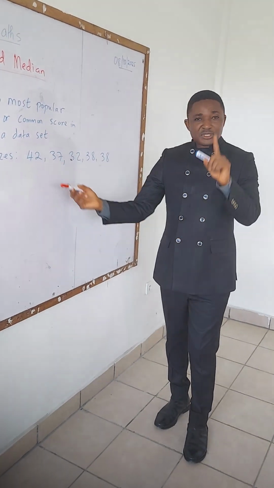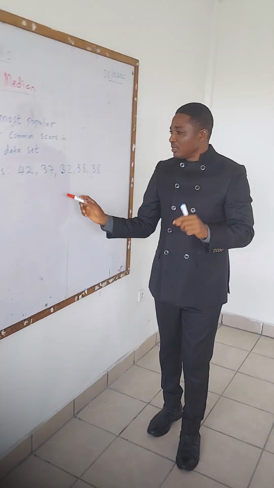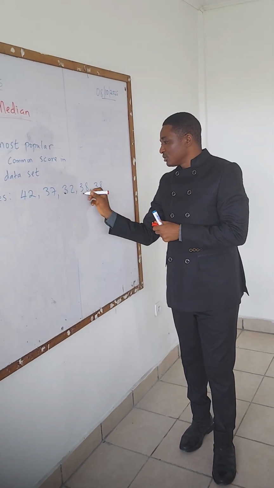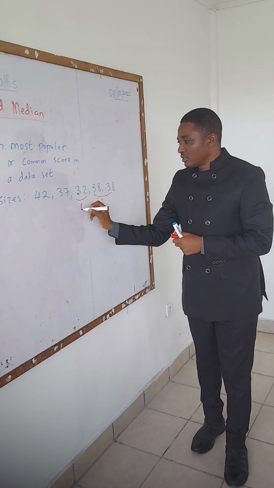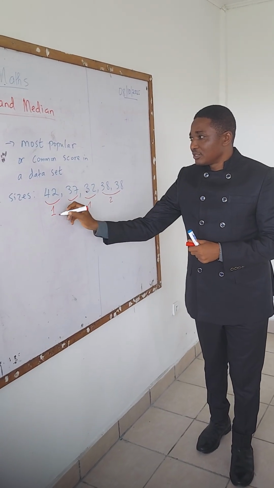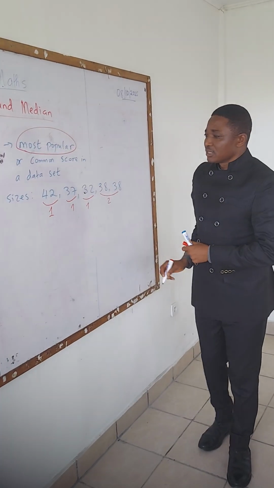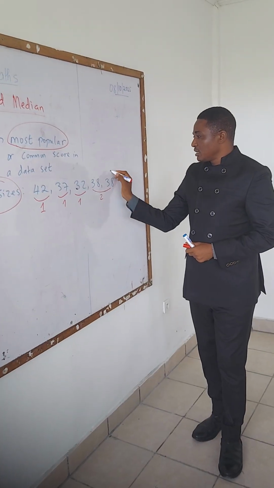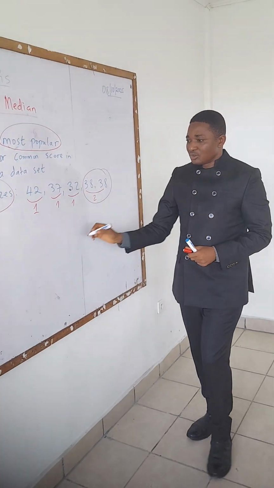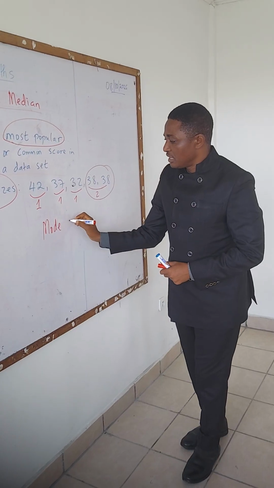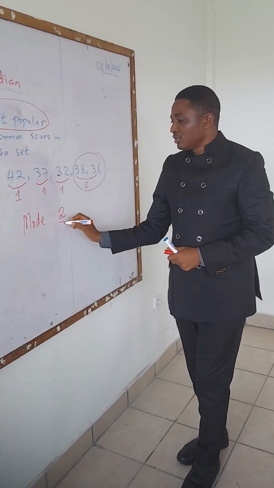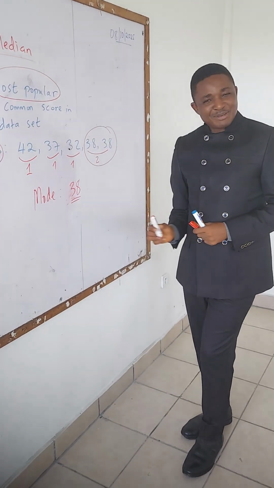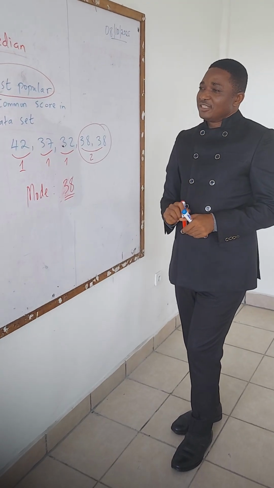Alright? 42 just one time, 37 just one time, 32 just once, 38 1, 2. So this twice, once, and once. So the most popular shoe size, which is called the mode of the shoe sizes, will be 38. 38 occurs twice. So the mode of this data set for shoe size is 38. Does that make sense? Okay, that's good.